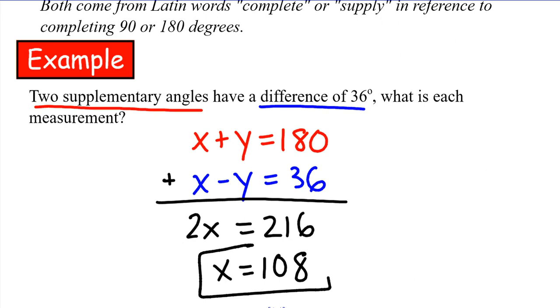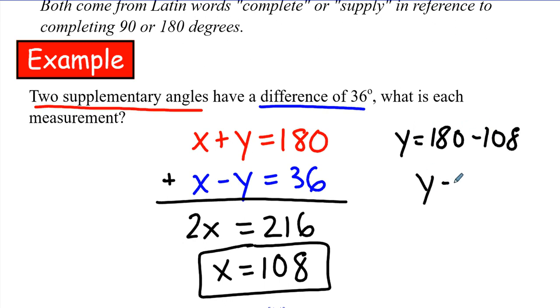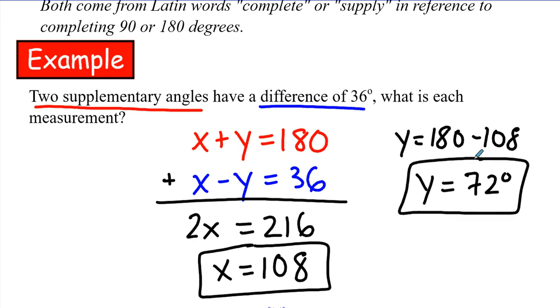So one of the angles is 108 degrees. That's x. How do I find the measurement of angle y? Well, y is equal to 180 minus 108. If I subtract, I will get 72 degrees. So x is 108 degrees, y is 72 degrees. They add up to be 180. If I subtract them, they'll be 36 degrees.